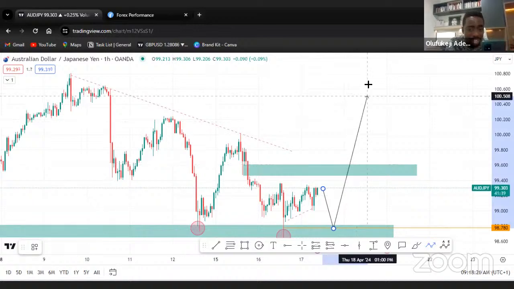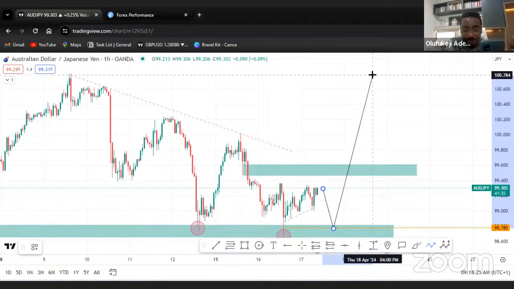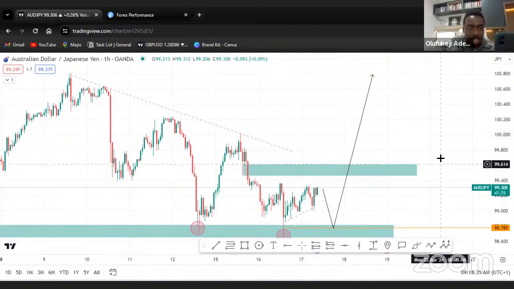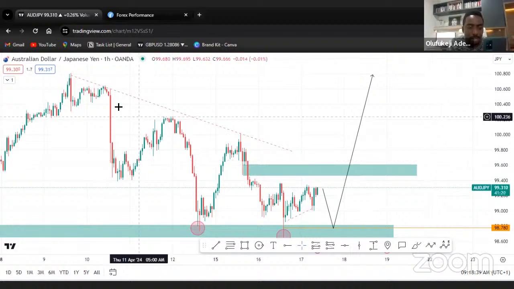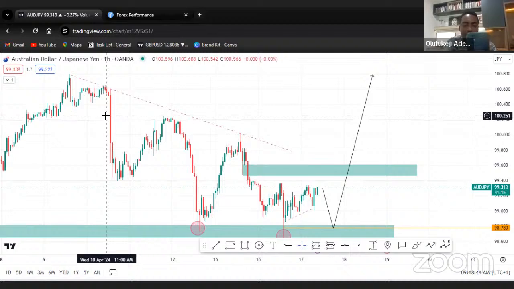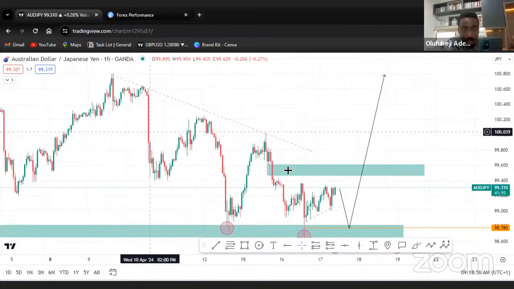So our first entry is here, 98.78. Our second entry is if this fair value gap fails, so that will be above 99.60 and then all the way to that high there to clear that liquidity. Now there's another fair value gap here. Price can stall there. Those are places where, as much as possible, we want to take out part of our profits. I hope this makes sense. So, clear this liquidity to the downside, then move to the upside.